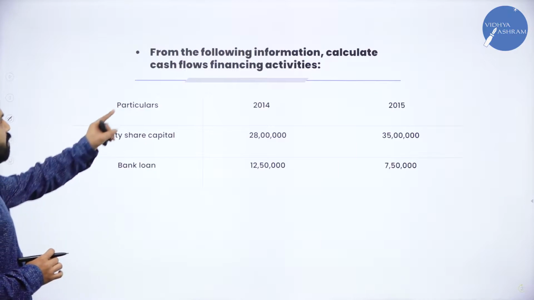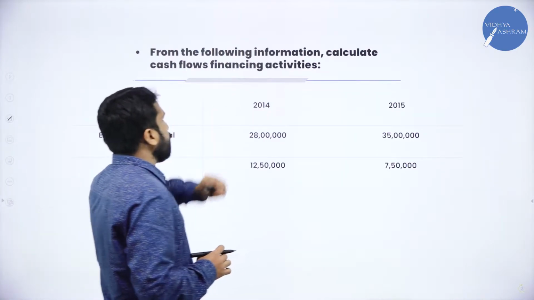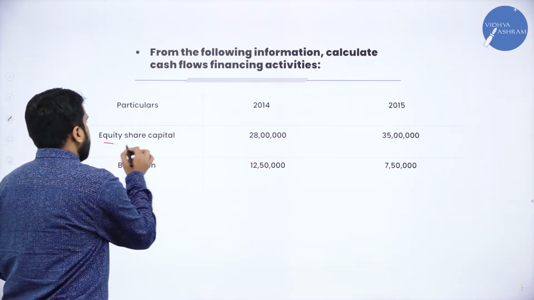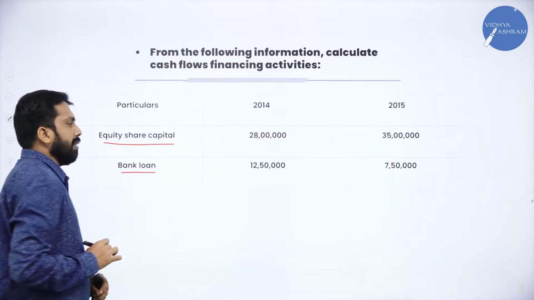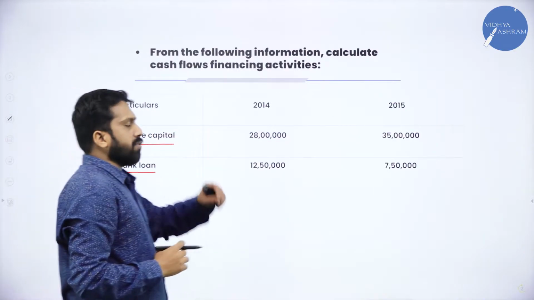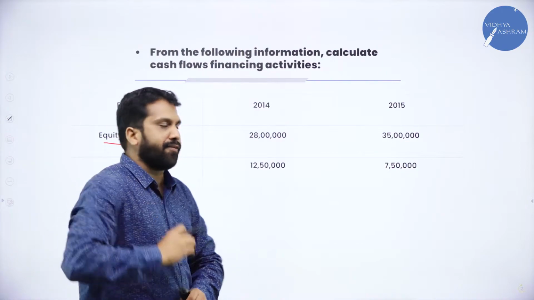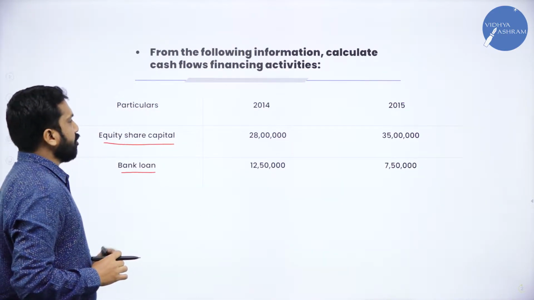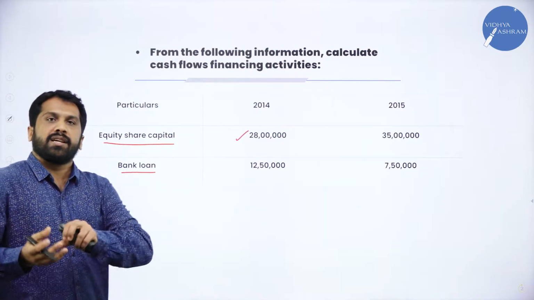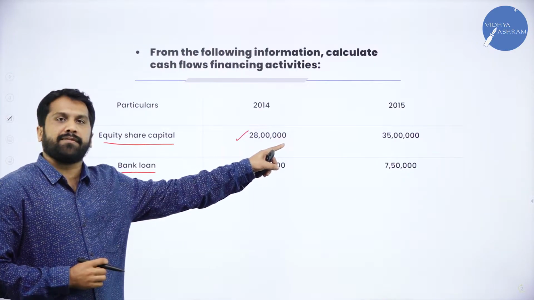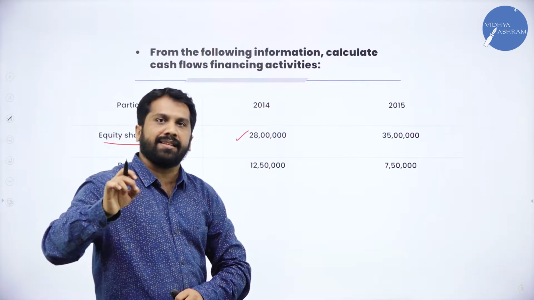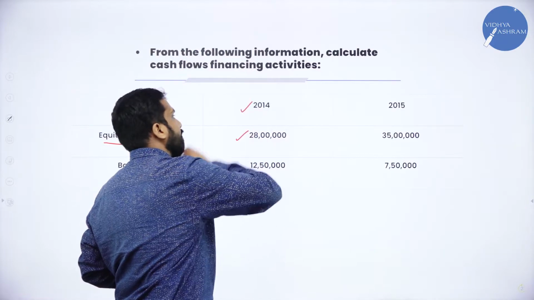Easy to calculate. From the following information, you have to prepare financing activity. Now, your equity share capital they have given, bank loan they have given. This is a 6-mark problem, easy. Now, you have 2014 and 2015. Simple calculation. Your equity share capital was 28 lakh, means you have taken money from the outsiders, the public. How much you have taken? 28 lakh. It was in 2014.